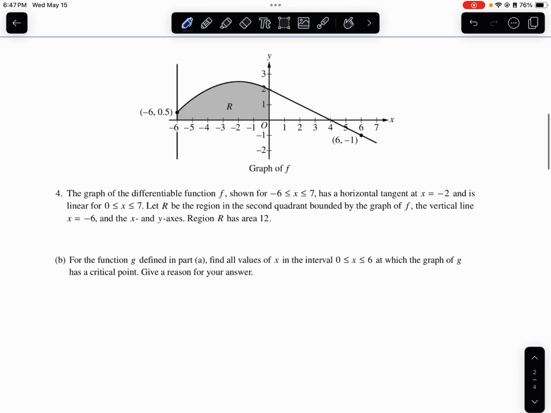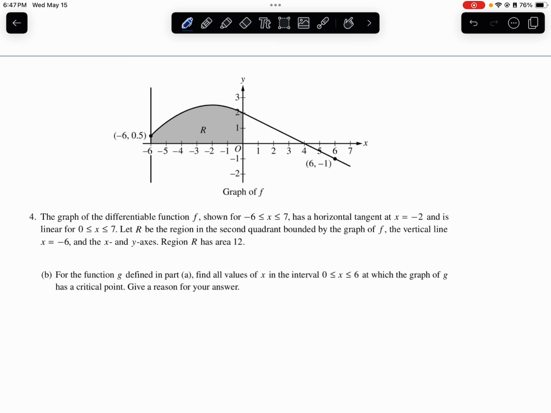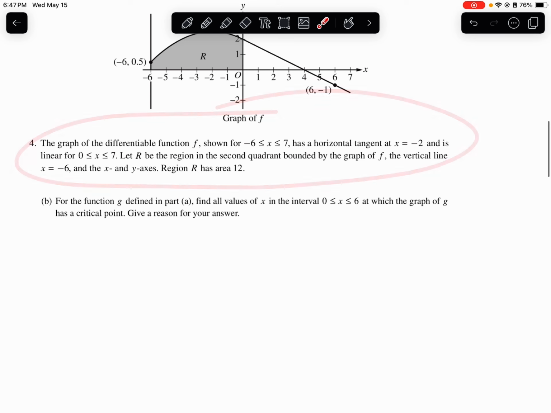Alright, for part B. Sorry, this is just the question. For the function g defined in part A, find all values of x in the interval from 0 to 6 at which the graph of g has a critical point. Okay, so g of x, let me just write that down, was the integral from 0 to x of f of t dt. So find all values in the interval from 0 to 6 at which g has a critical point.